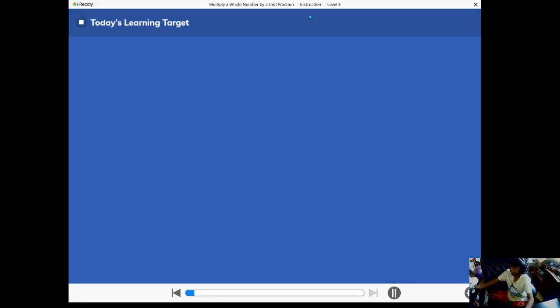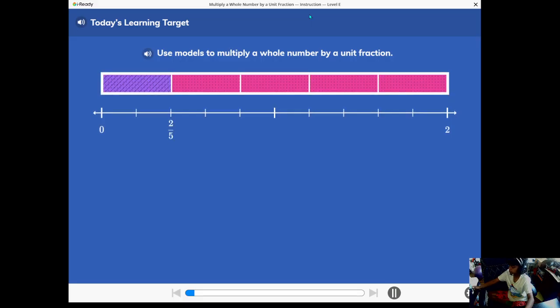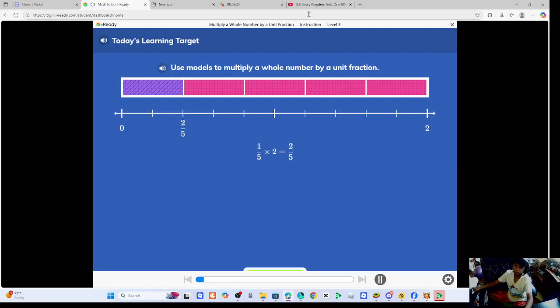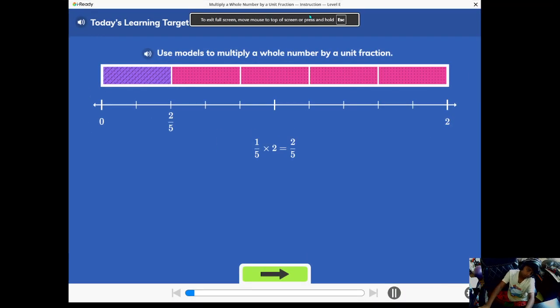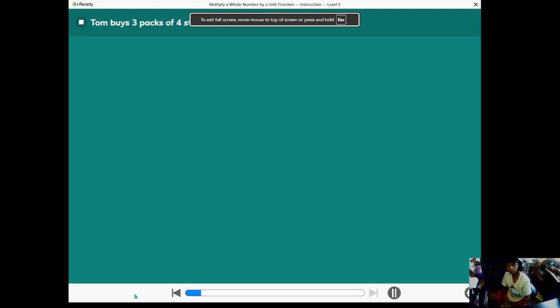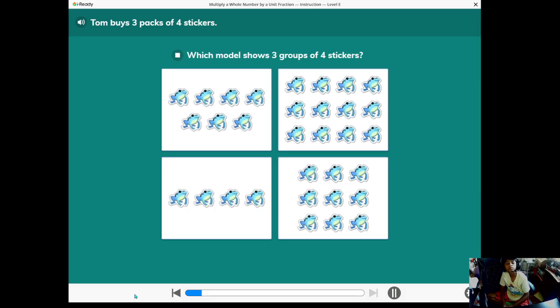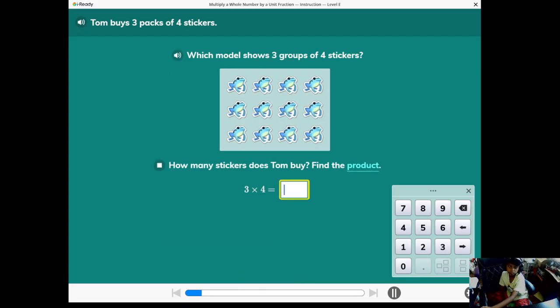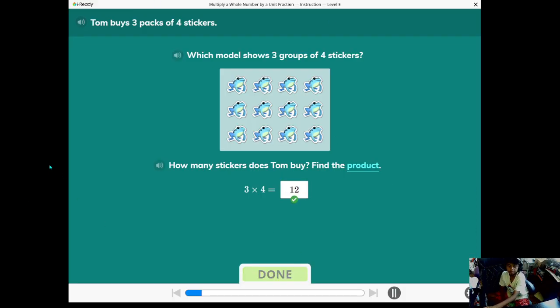Here is today's learning target. Use models to multiply a whole number by a unit fraction. Tom buys 3 packs of 4 stickers. Which model shows 3 groups of 4 stickers? How many stickers does Tom buy? 12. Find the product. Tom buys 12 stickers in all.